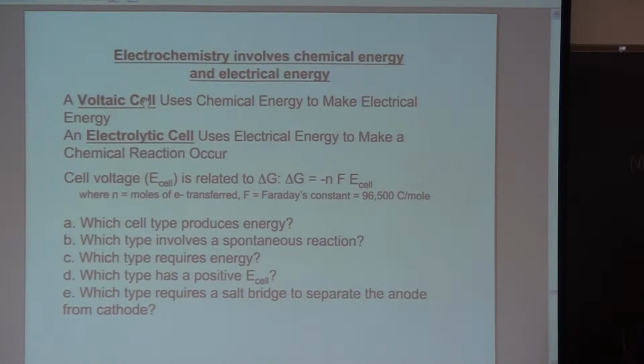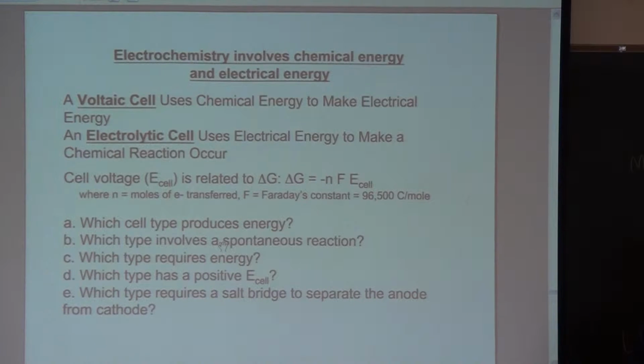Who says it's this one which is voltaic? Who says it's that one which is electrolytic? Okay, so voltaic is the correct answer. Note that a voltaic cell uses chemical energy to make electrical. So note that energy is produced in this voltaic cell.